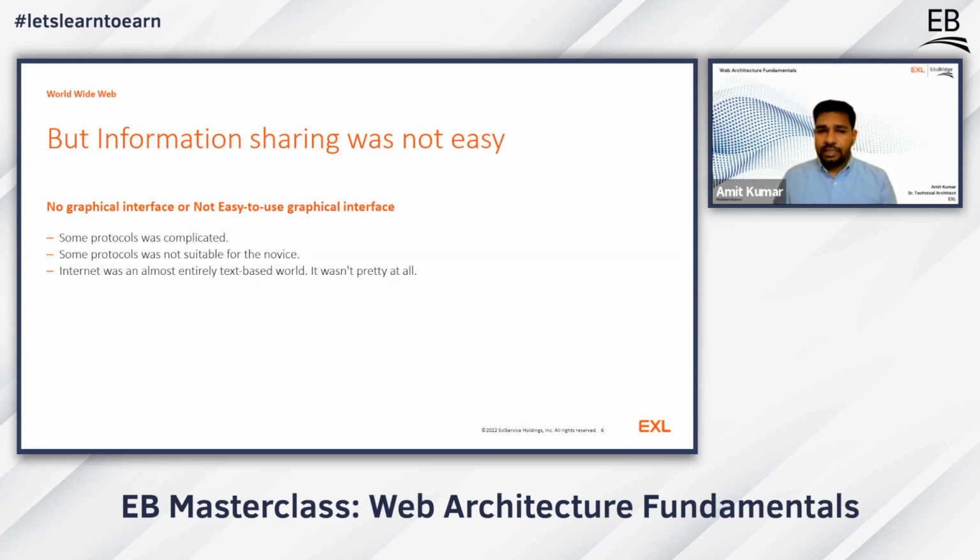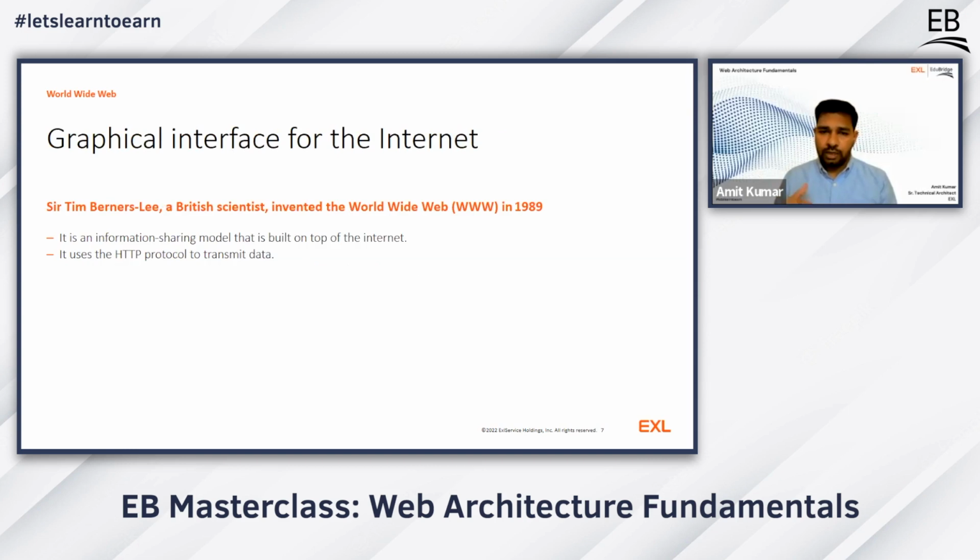So that's why they came up with the idea that we need to develop something graphically rich, an application with graphically rich content. So the World Wide Web, the web as we call it, is a graphical interface for the internet. And it was started in 1989 at CERN. CERN is a research organization in Europe.